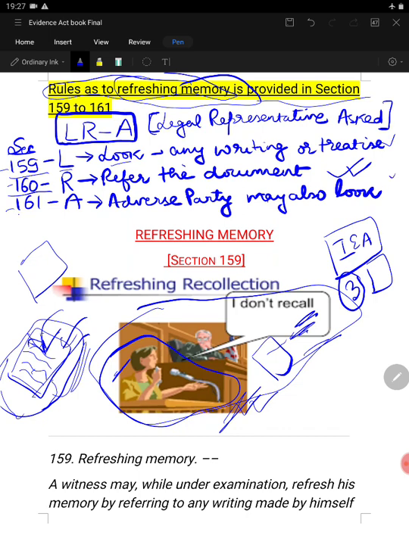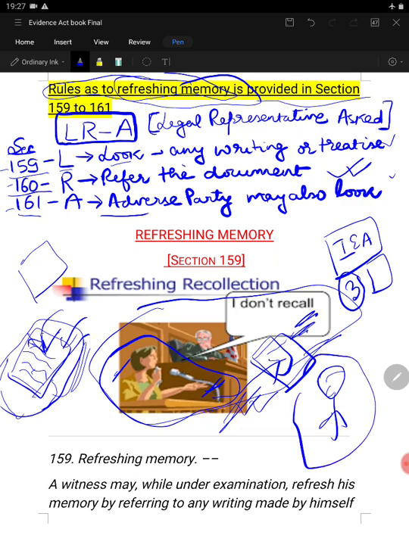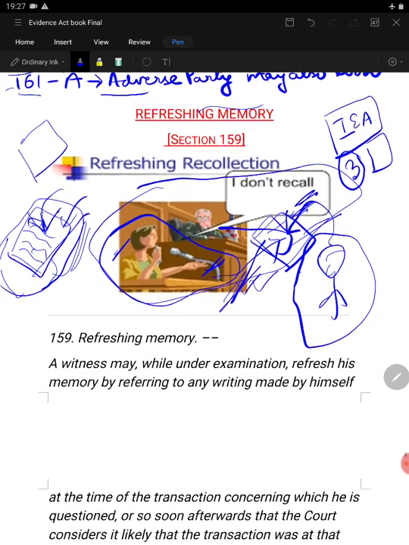And 161, that gives a right to the adverse party, that if this lady or witness refers to some document, then the opposite party, or the adverse party, may also look at the document and cross examine her. So these are the three sections which deal with refreshing the memory. Now let us do one by one.